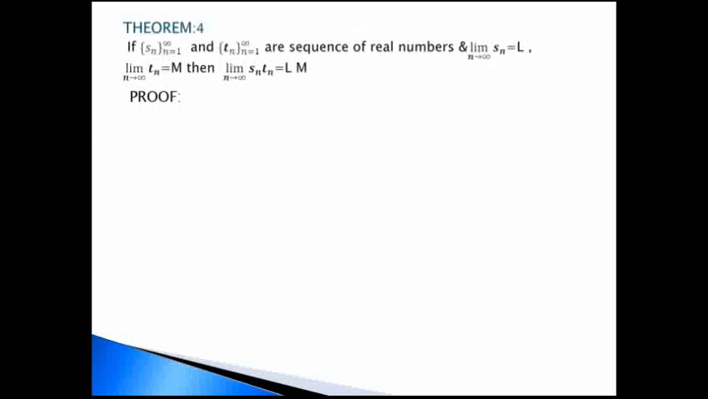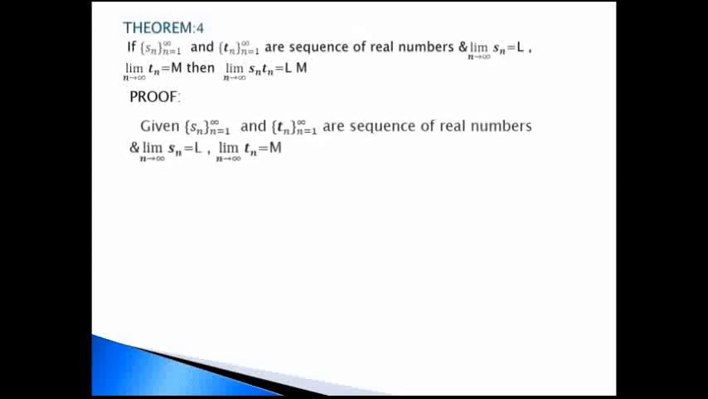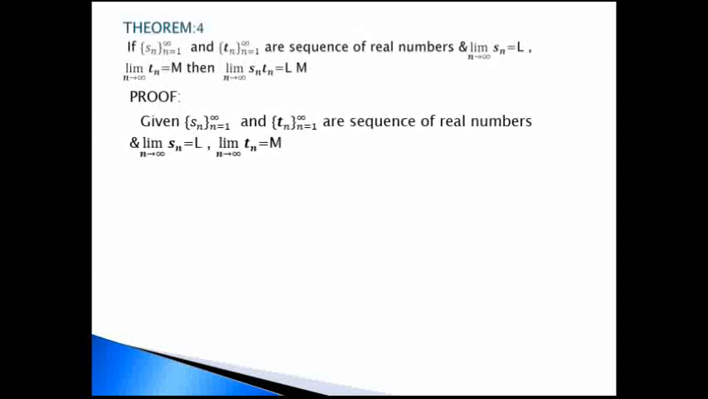Proof. Given sequence Sn, n equal to 1 to infinity, and sequence Tn, n equal to 1 to infinity, are sequences of real numbers, and limit n tends to infinity Sn equal to L and limit n tends to infinity Tn is equal to M. We have to prove the limit of the product of two convergent sequences is the product of their limits. That is, limit n tends to infinity Sn Tn is equal to LM.